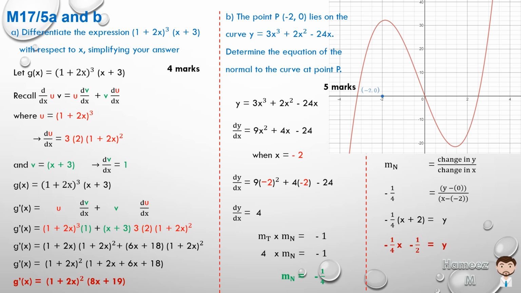And to confirm that it doesn't lie, if we substituted the x value as minus 2 into the equation, it would give us plus 48. So definitely it would not give us y is equal to 0.